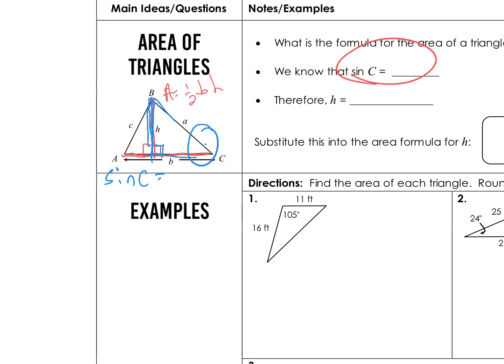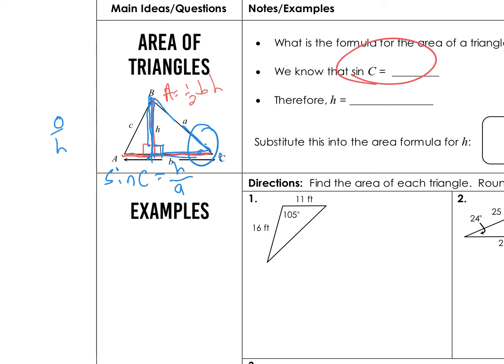Looking at this smaller triangle. I'm hoping you're thinking opposite over hypotenuse, right? So what would be the opposite of angle C? Say it again. What leg of a right triangle is opposite C? A? That's not opposite. That's the hypotenuse. It's the H. What's the hypotenuse?